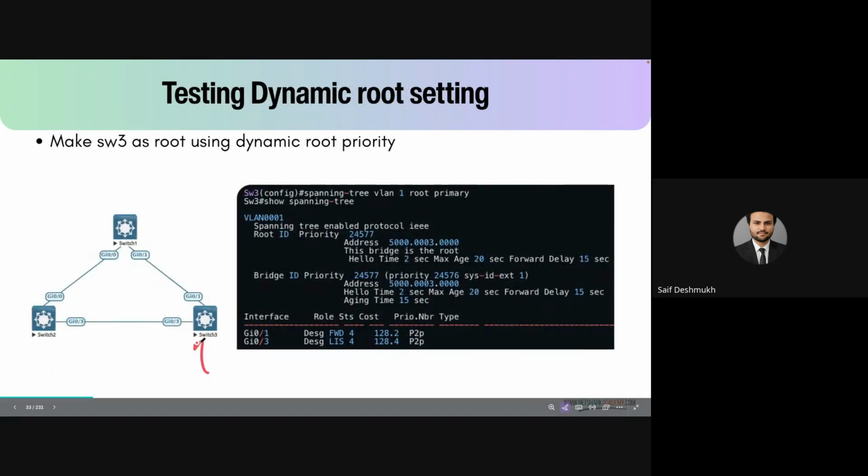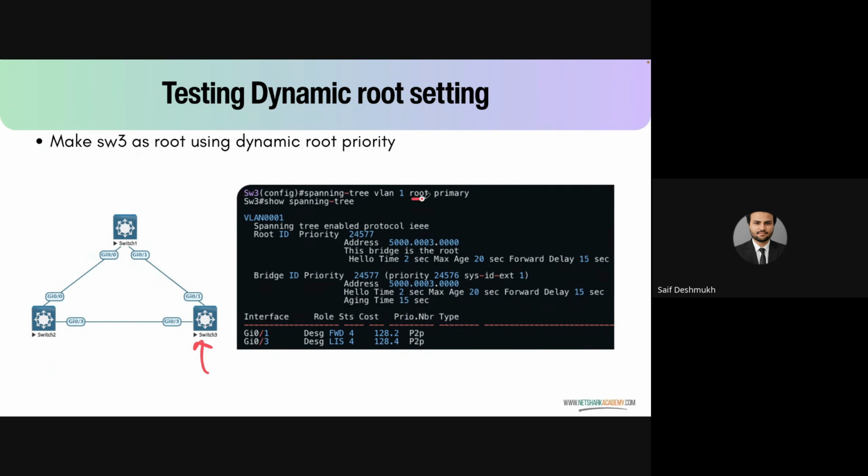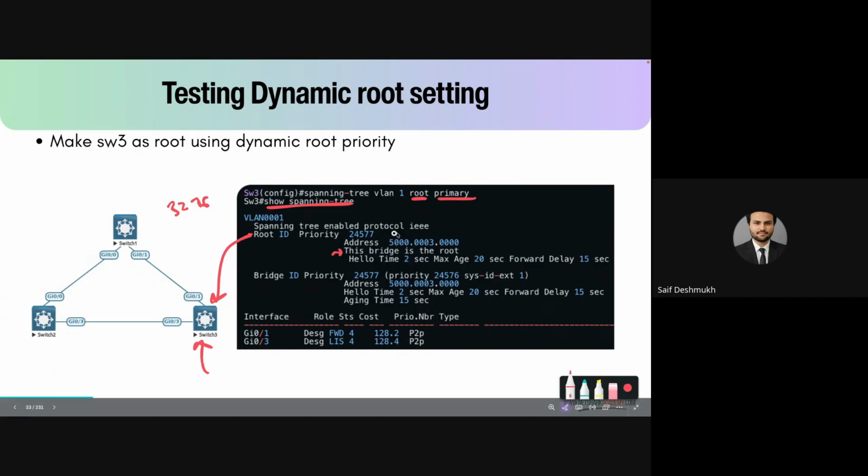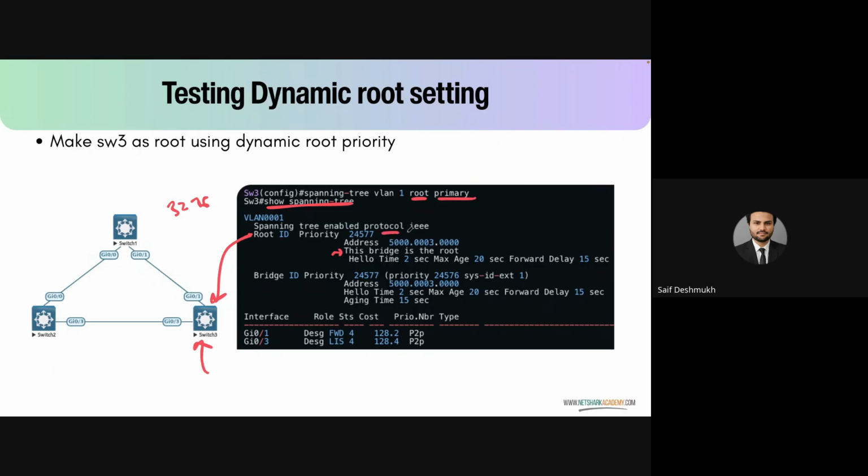On switch 3, the same topology, I came here and said spanning tree VLAN 1 root primary. Immediately, first of all, the priority was 32,000 in earlier slides. Right now, what you're seeing, switch 3 is saying in the show spanning tree output that this is the root bridge. I am the root bridge. And the priority is 24,000. Immediately, topology changed.